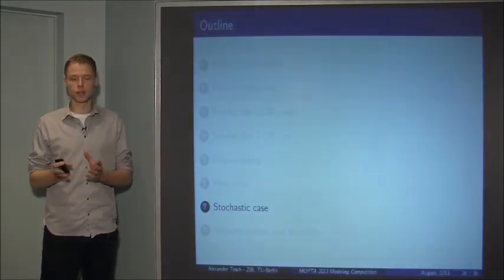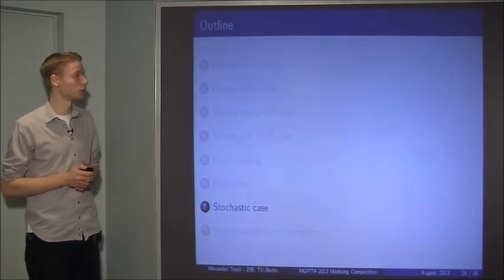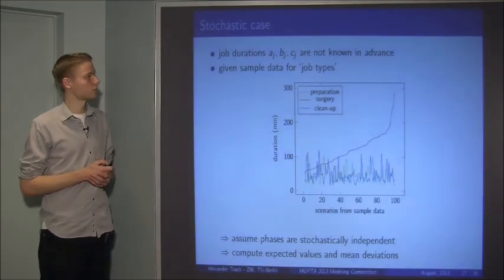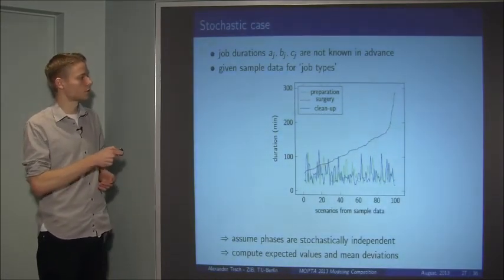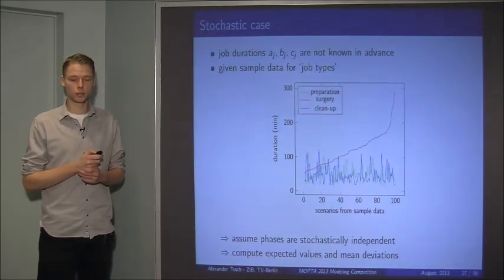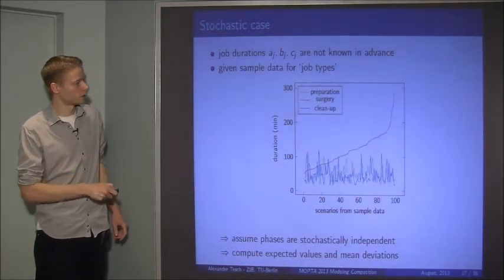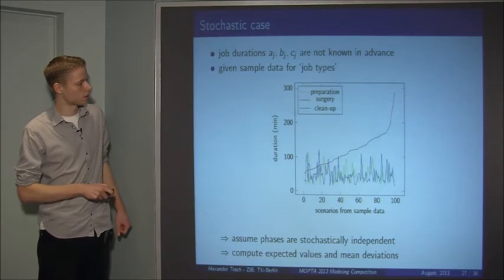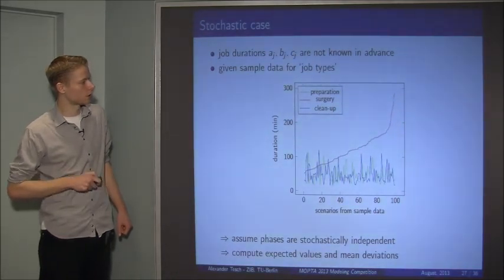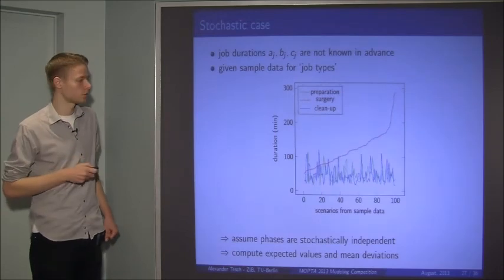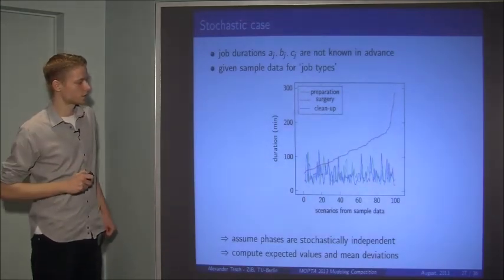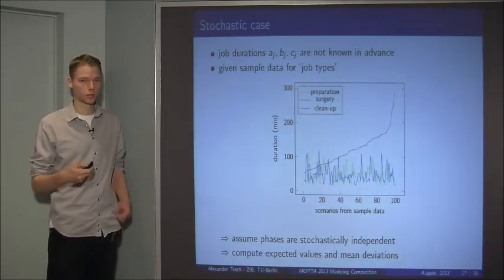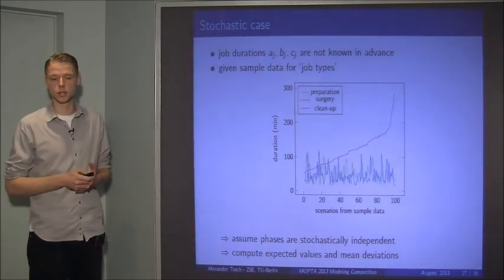And now we consider the stochastic case. This is actually an extension of the deterministic case. We had given some sample data of different job types, where we can see the different phases for each of the job types. And these are sorted by the length of the surgery phases. And it seems that there are no kind of dependencies between the cleanup phases or between the different phases. So we assume that they are stochastically independent.